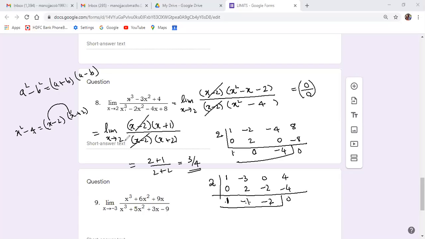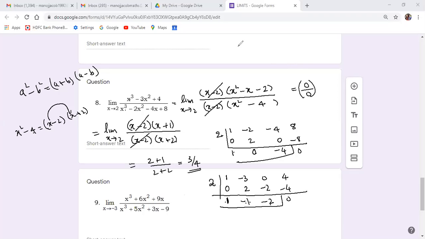Sir, can you explain that synthetic division one again? Okay, okay. Who is that? Austin. Austin, we will do one synthetic division. Has everybody followed this? Now we'll do this synthetic division.